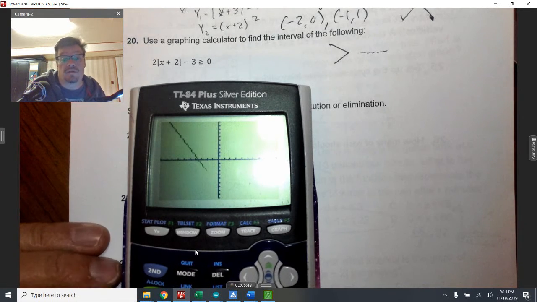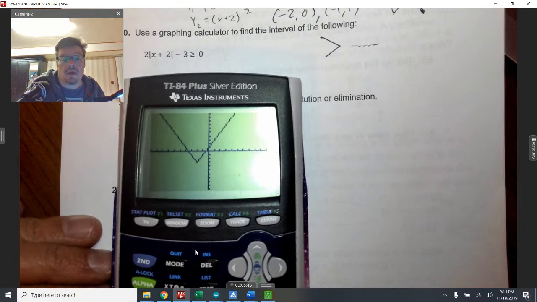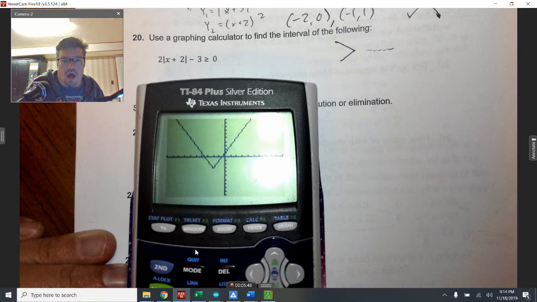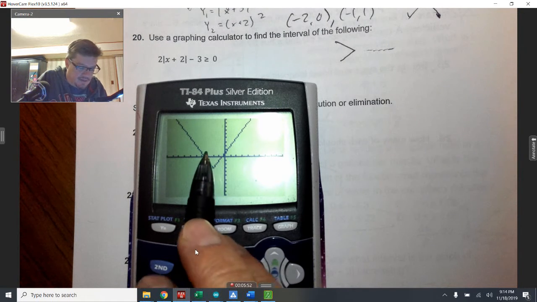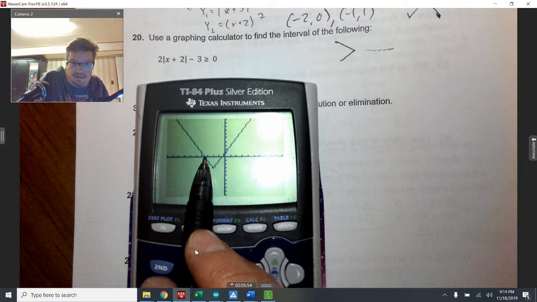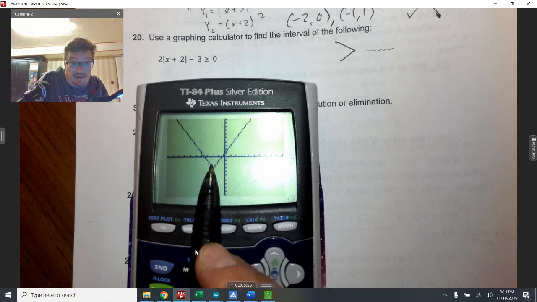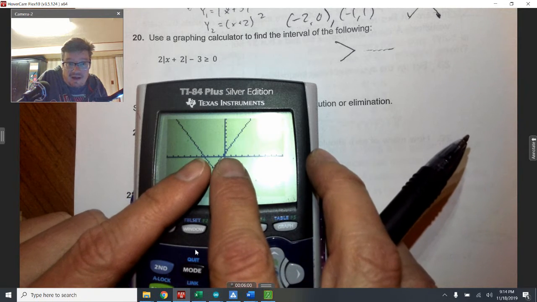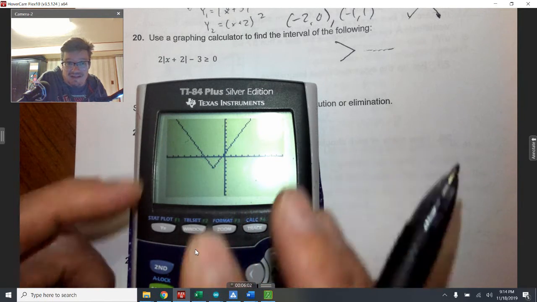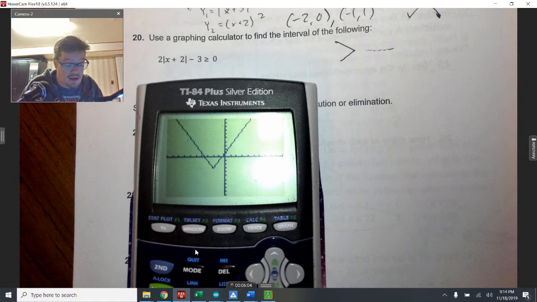So zoom standard. Okay. Now it looks like there are 2 pieces that are greater than 0. There's this piece that is above the x-axis. Now this is less than 0 down here. And then this piece is above. But you can see that it's not quite on the 0 marks, and it looks like it's going to be a decimal. That's totally fine, because I'm just going to zoom in. In fact, I could do better.